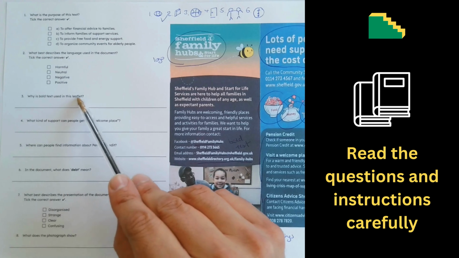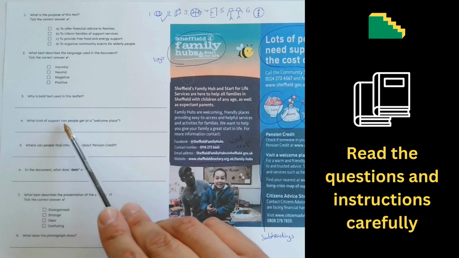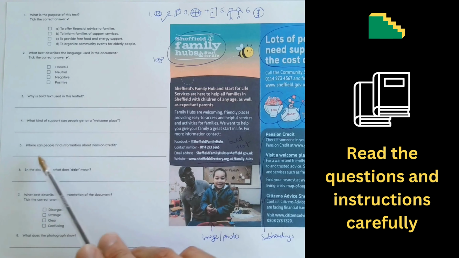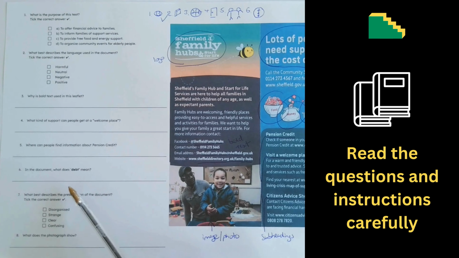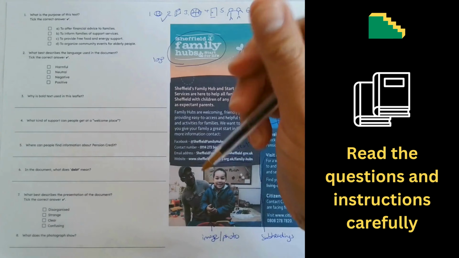Why is bold text used in this leaflet? What kind of support can people get in a welcome place? Where can people find information about pension credit? In a document, what does debt mean? What best describes the presentation of the document? We're going to tick again. There are 4 options. And what does the photograph show? We can tick that now.